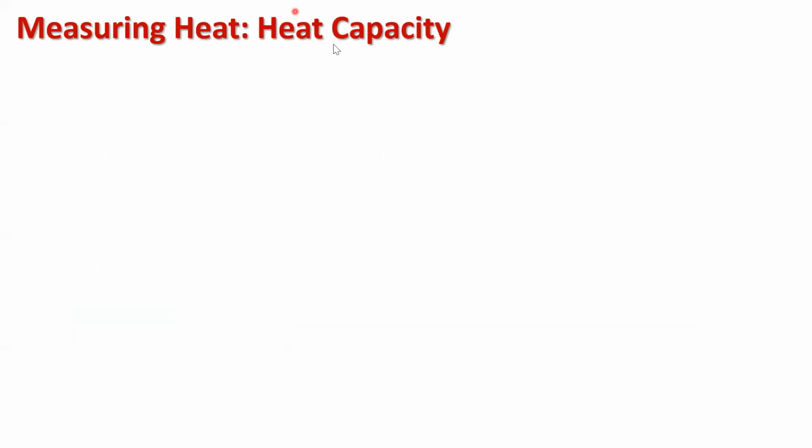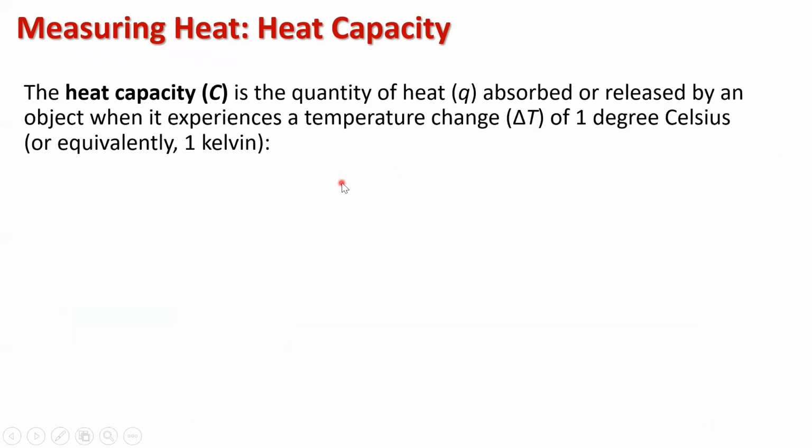What we're going to deal with now is what's called heat capacity. Heat capacity is defined as the quantity of heat. The symbol we're going to use for heat is Q, a lowercase q. It's the quantity of heat either absorbed or released by an object when it experiences a temperature change. Now, this triangle here is a delta. This means a change in temperature of 1 degree Celsius, or 1 Kelvin. The temperature change is equivalent whether the units are in Celsius or in Kelvin.